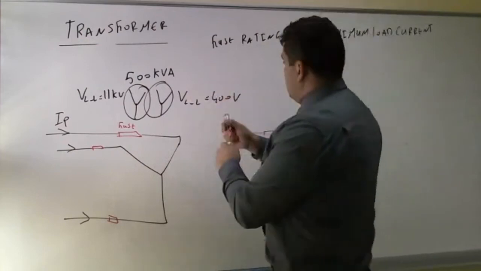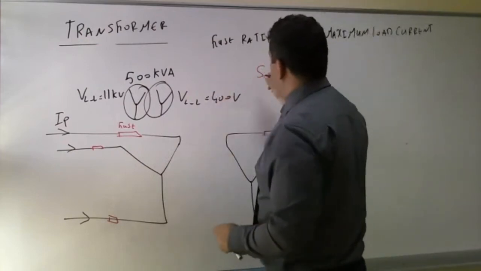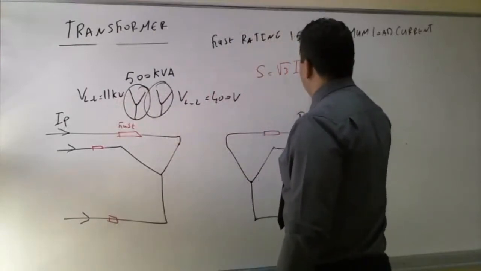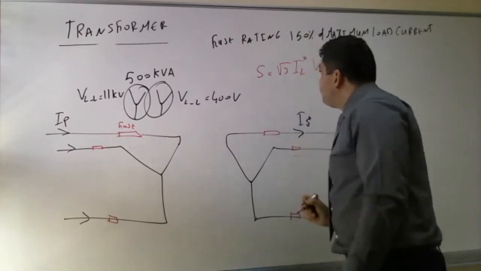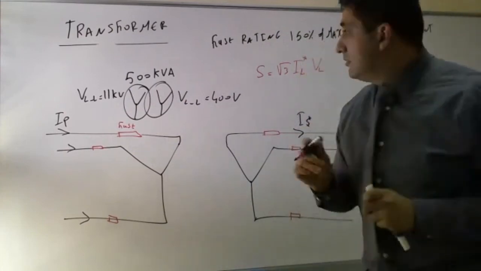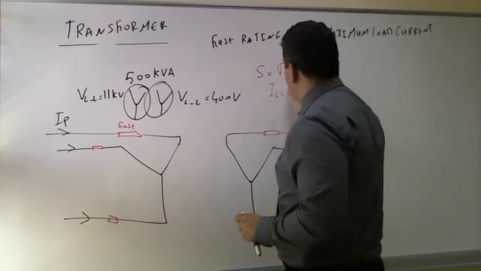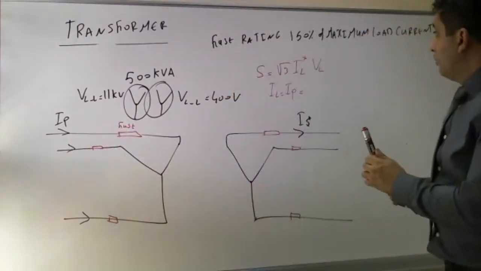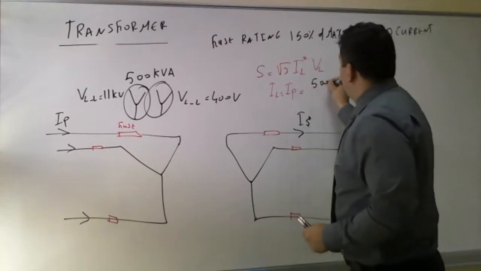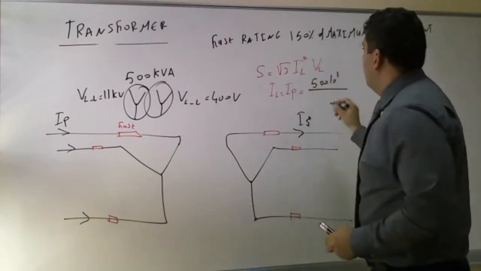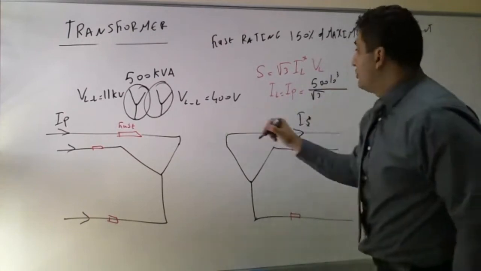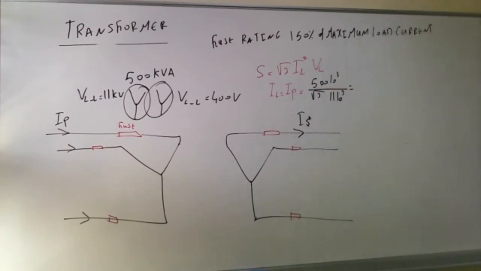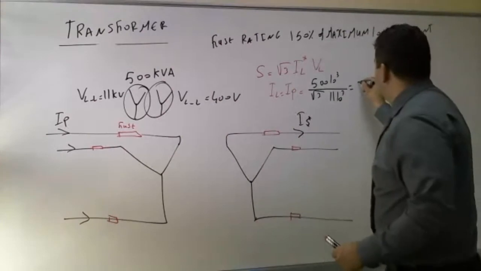Okay, I have S, on the primary side, equal to √3 I line V line. So I'm interested in the current magnitude. Therefore, I magnitude I line, which in my case is I primary, will be equal to 5×10⁶ divided by √3 times the voltage of 11×10³, which will give us, let's say, 27 amps.